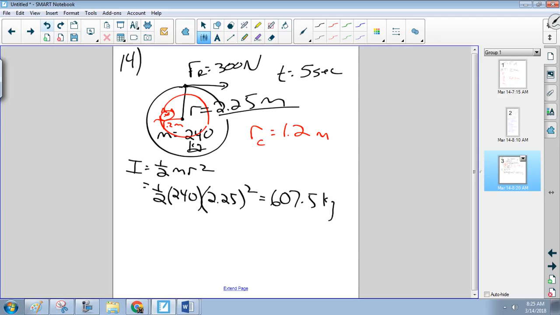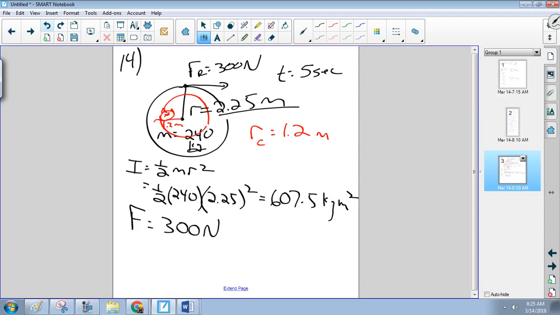607.5 kilogram meters squared. All right, so there's our I. What else can we find, you guys? What other important information do I have in my FD equals I alpha thing? Yeah, I know my force and my distance, don't I? I know the force providing the torque is the 300 newtons.